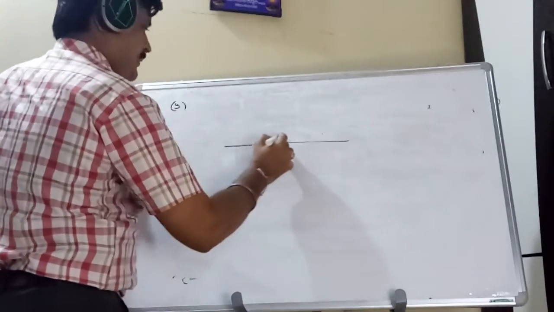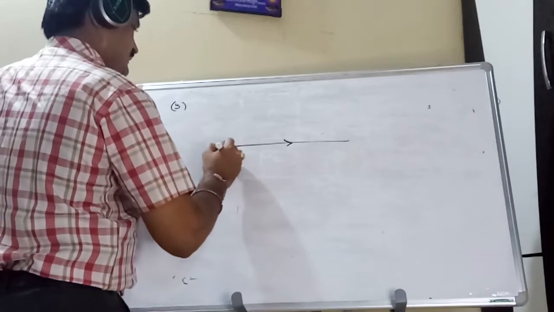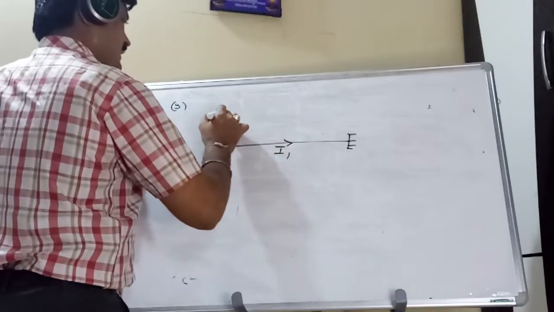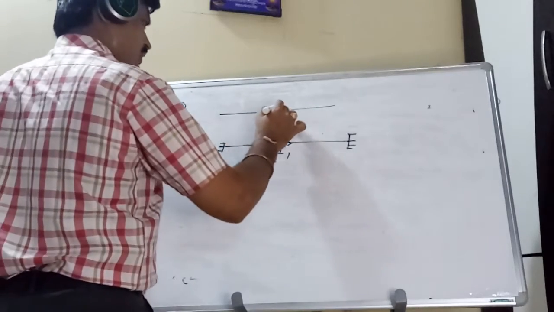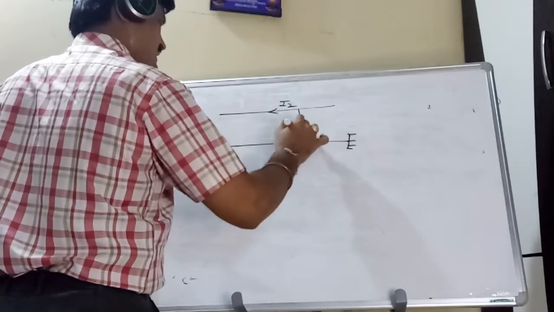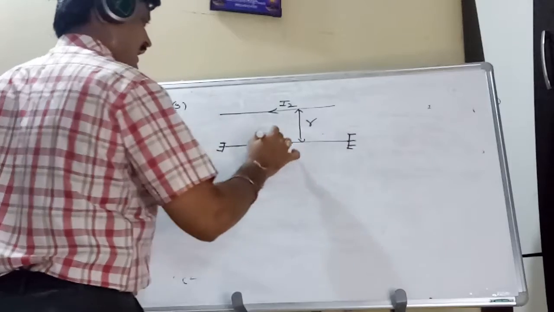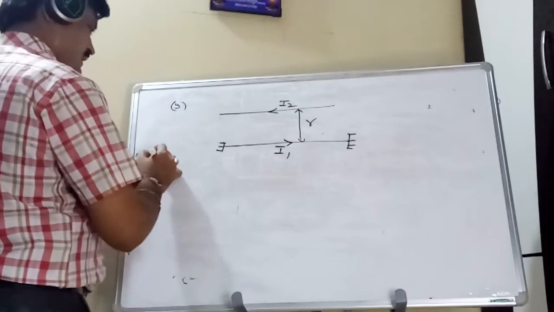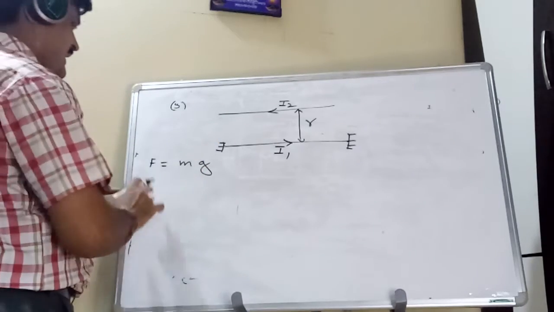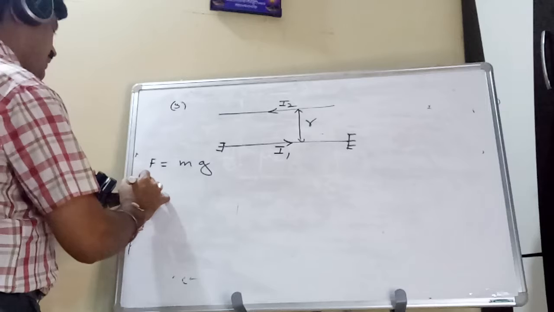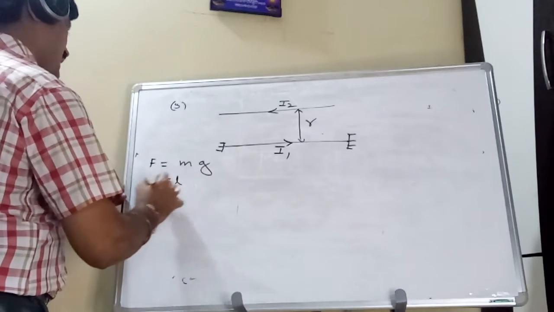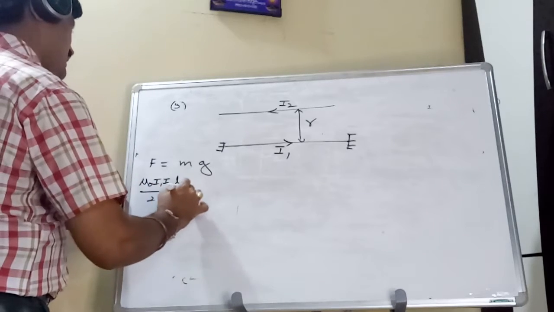So current passes through the conductor, which is rigidly supported. This is I1 current. Just placed above the conductor is another conductor with opposite direction current. These are the distances between the conductors. This means that F is equal to mg. Force between two wires, F is equal to mg. So F equal to mu naught I1 I2 into L by 2 pi R equal to mg.